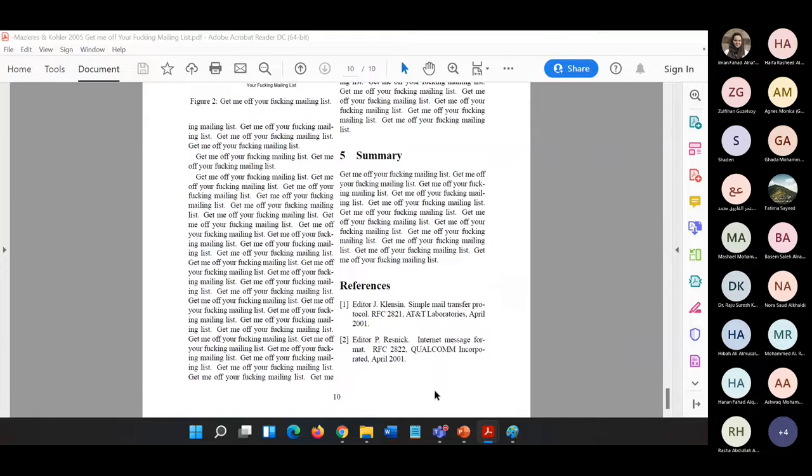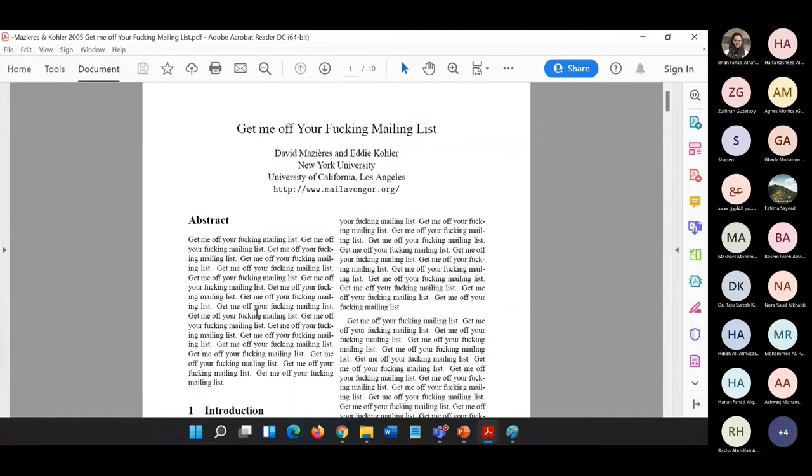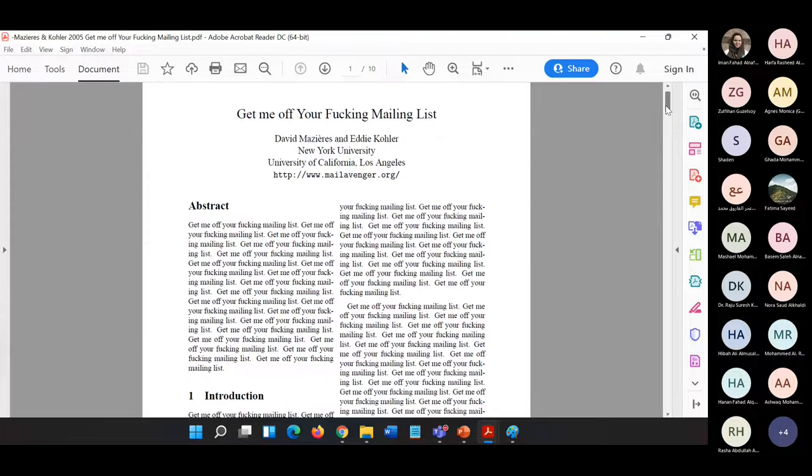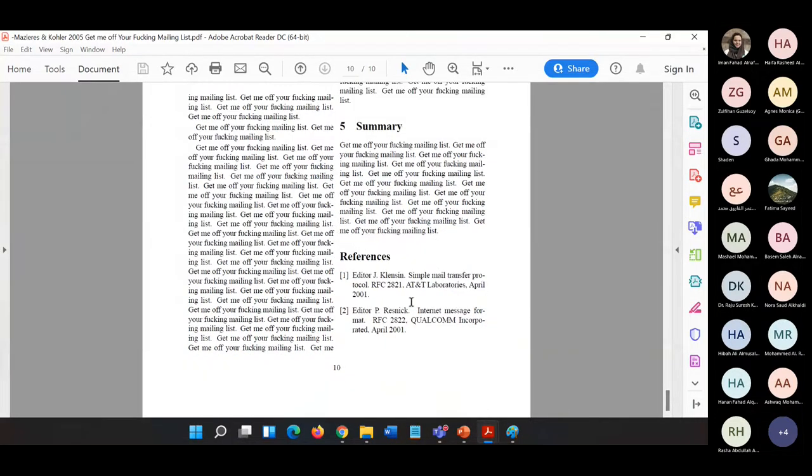The first was they said that the abstract was short. We need more in the abstract. So you notice the size of the abstract, but not the content of the abstract. The second revision they requested was they said, oh, we need more references that are also recent, because you just have two references here. So let's continue.